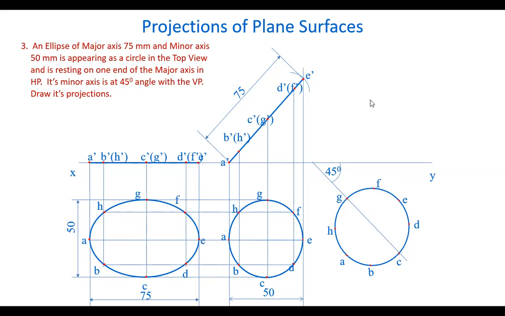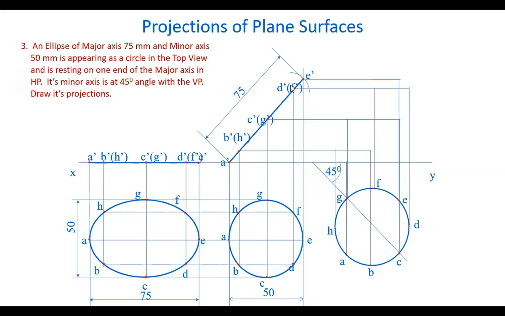Now, let's draw its front view. Draw projectors from all the points. Draw horizontal lines from these points and mark the intersection points here. Join all these points by a smooth freehand curve. We get the final front view. So this is the front view and top view, the final projections of the elliptical lamina.